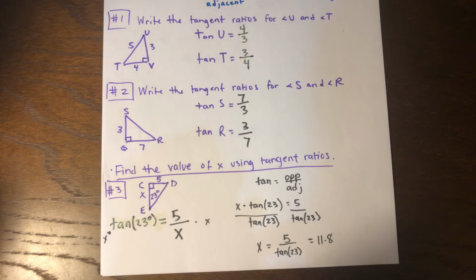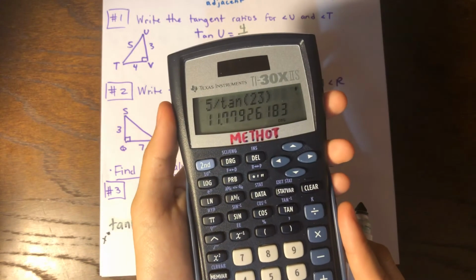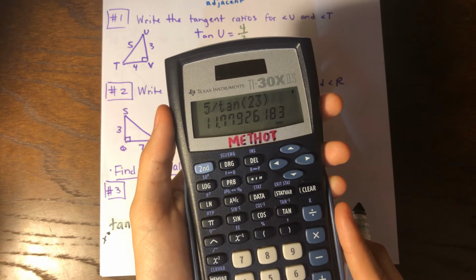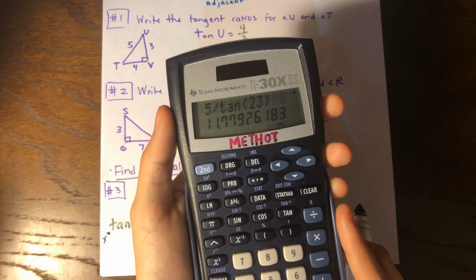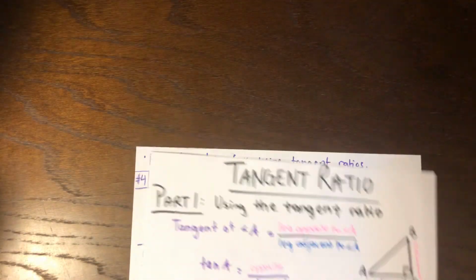Okay, so we have 5 divided by the tangent of 23. You can just type it right into your calculator if you don't want to use all the parentheses, okay? But you just have to be careful, okay? Let's move on to the next one.